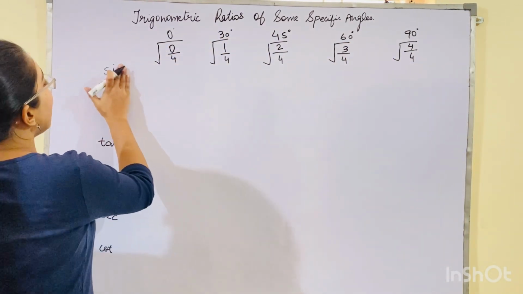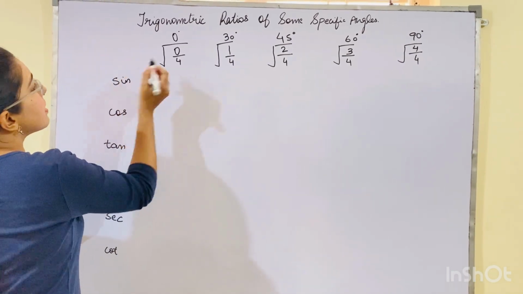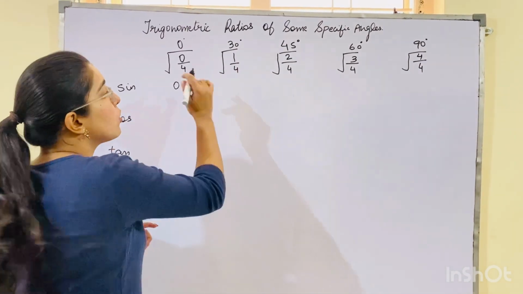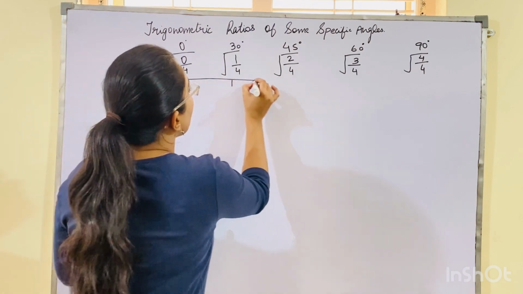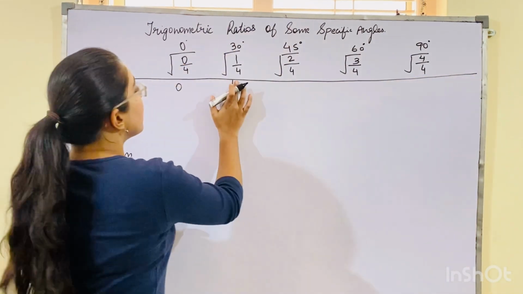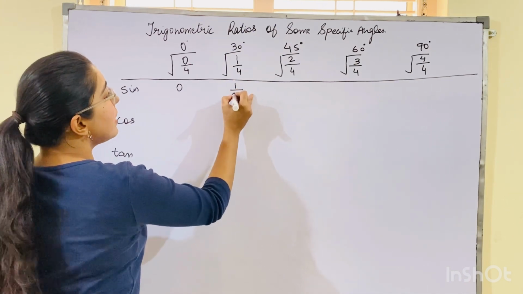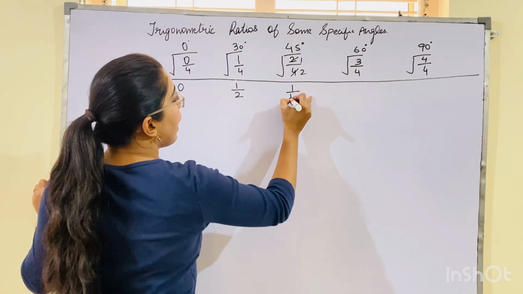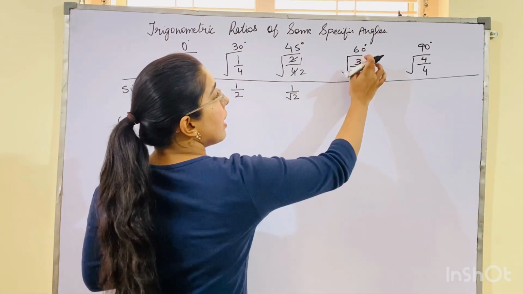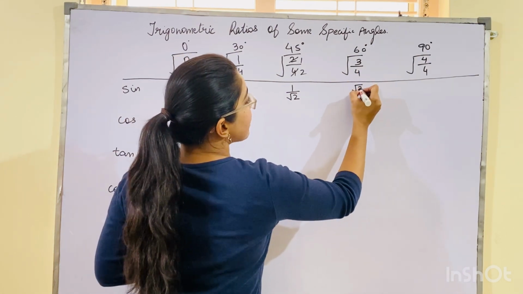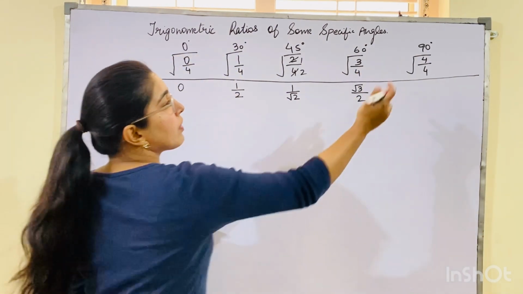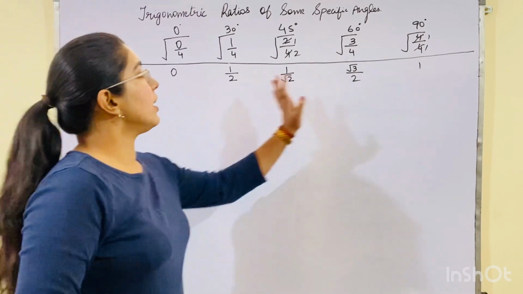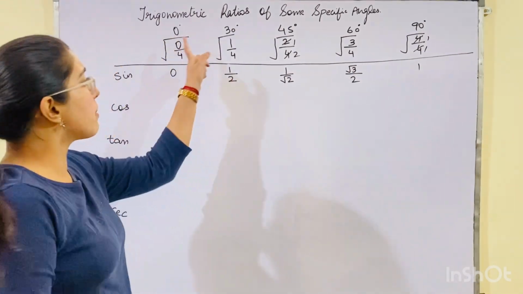Okay? So, let's see what we get. 0 by 4, no questions around. It is 0. 1 by root of 4. Root of 1 is 1. Yeah. Root of 1 is 1 and root of 4 is 2. We can simply cancel this out. This is nothing but 1 by root 2. Root of 3 would be remaining as it is and root of 4 is nothing but 2. This, no questions asked. Root of 1 is 1. Easy, right? So you have got the values of sine without remembering it, just by remembering the logic.